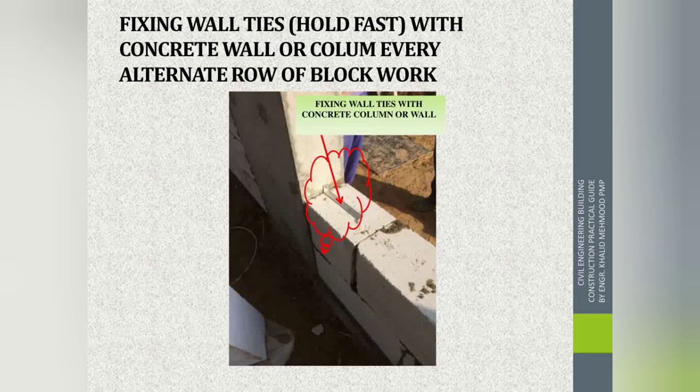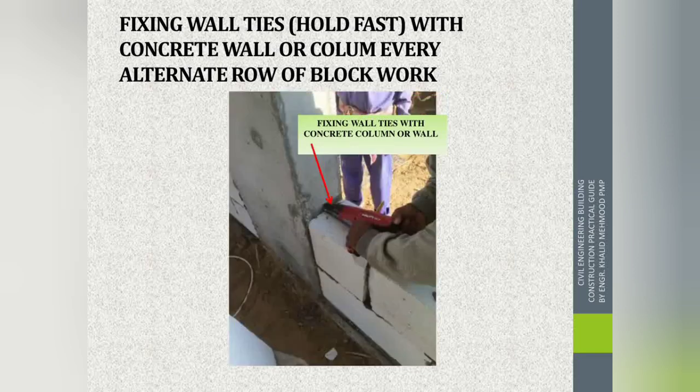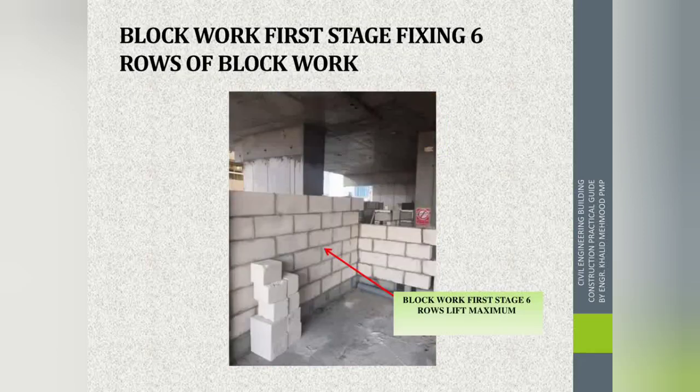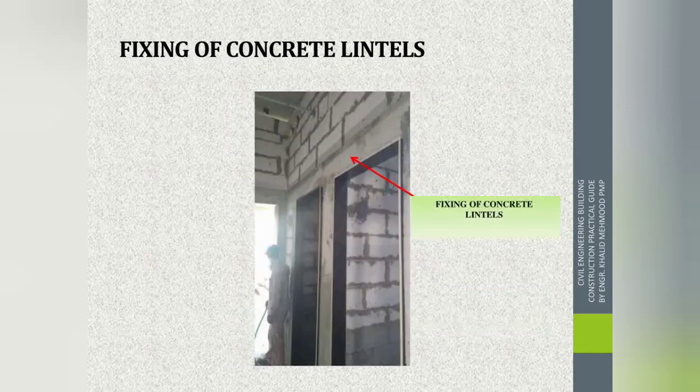This is the GI anchor, or wall anchor, or wall tie, or hold fast. This is used as a connection between the block work and the column or the concrete structure, and it is fixed with a gun. This will also be used on alternate layers. It means in one layer we use the GI mesh and in the other layer we use the hold fast or anchor alternately. In one day we will fix around 5 to 6 layers of blocks, or our maximum, until the lintel level.